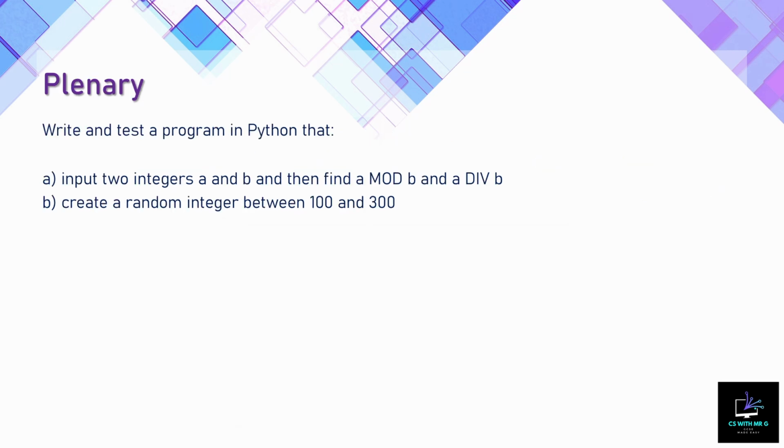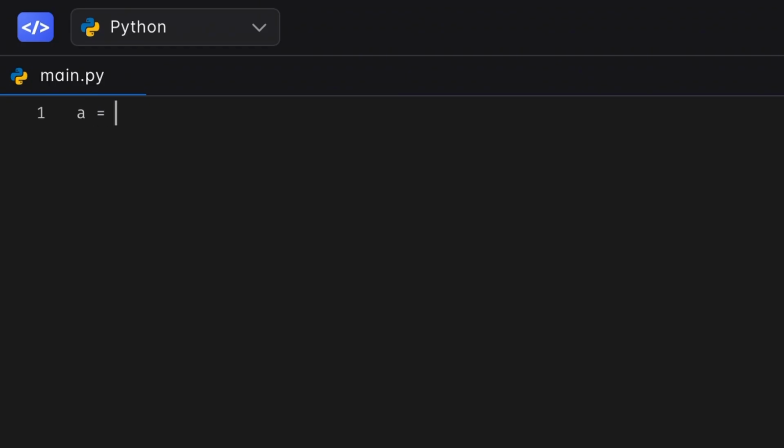And then finally, just to put what we've learned into practice, let's write and test a program in Python that will take 2 integers, we'll label them as A and B, and find A MOD B and A DIV B, and then print out the results. Then we're going to create a random number between 100 and 300 and output the random number. So first of all, we'll create a variable called A, and this will be an int input as it's going to be a number, and we enter first number.